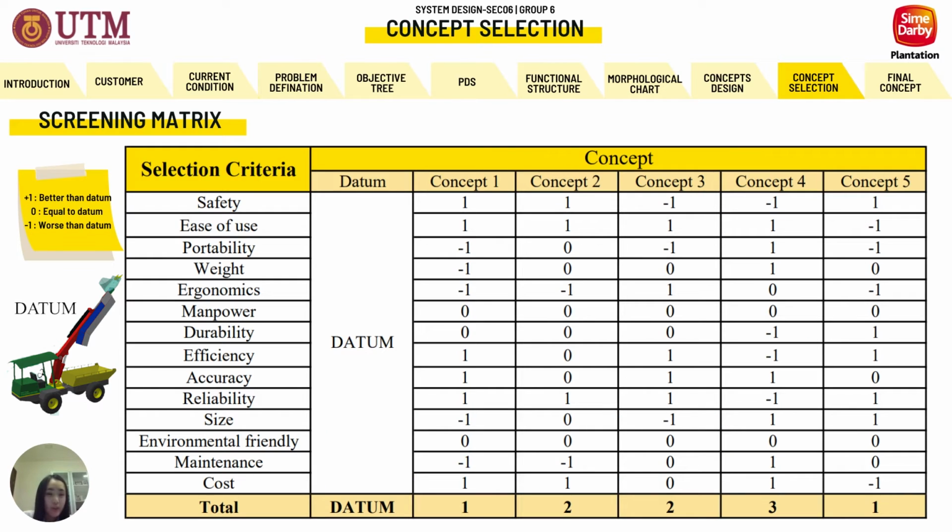Next, I'm going to talk about the screening metrics. We have chosen a design as our datum. Positive 1 means that it is better than datum, 0 means that it is equal to datum, and negative 1 means that it is worse than datum. From the screening metrics, we can see that concept 4 has the highest score, which is 3, followed by concept 2 and 3, and finally followed by concept 1 and 5.